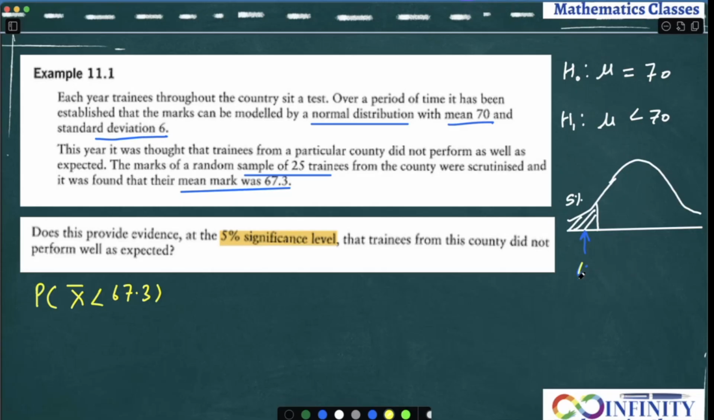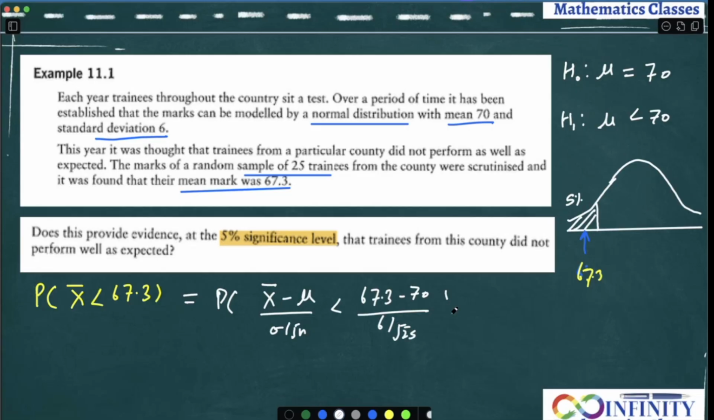So for 67.3, I need to find the value of Z, or the probability. For the normal distribution, you subtract the mean and divide by sigma upon square root of n, which is 67.3 minus 70 divided by sigma, that is 6 upon square root of 25.